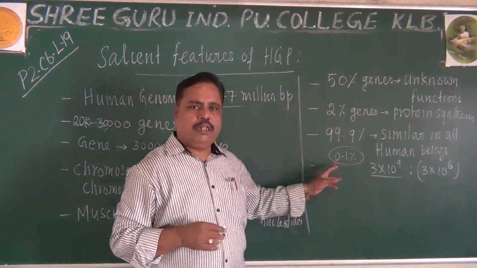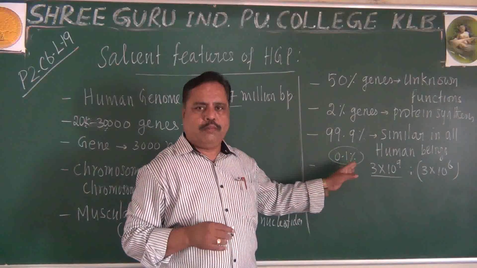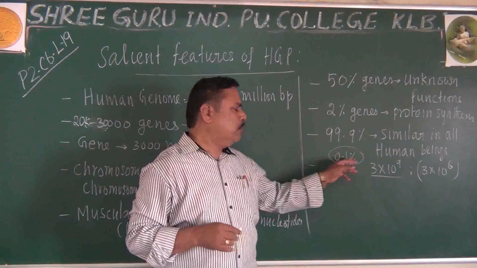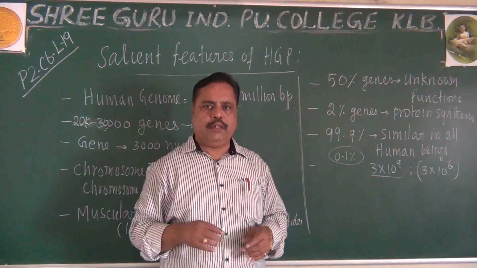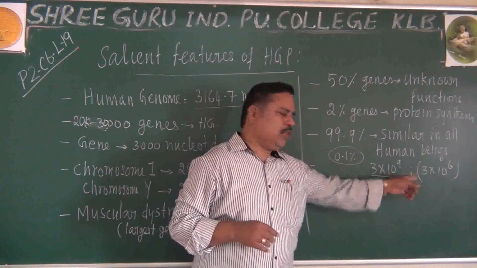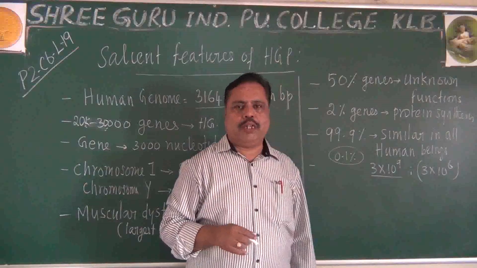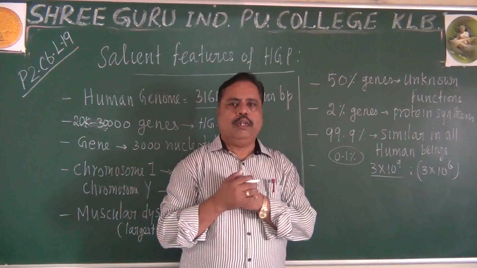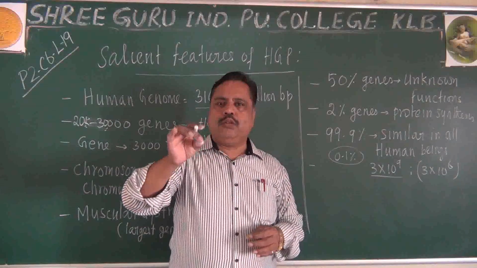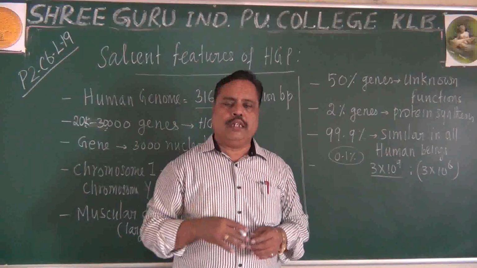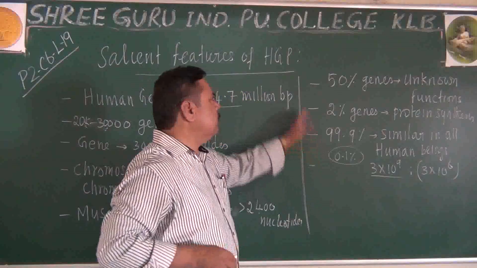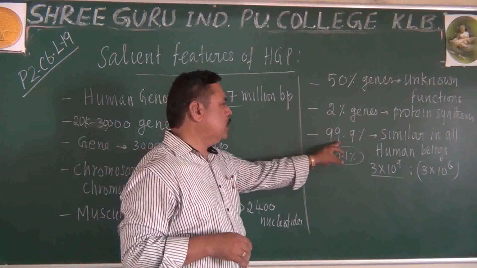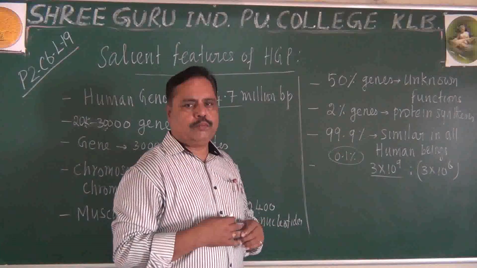In percentage wise, it may look very simple. In 99.9% we are similar, but only in 0.1% we differ. That is how much? 30 lakhs. Remember this point. In so many nucleotides we differ. Those 30 lakhs of nucleotides make our uniqueness actually. That is the discovery made by the Human Genome Project.